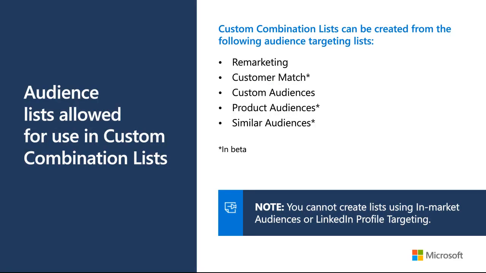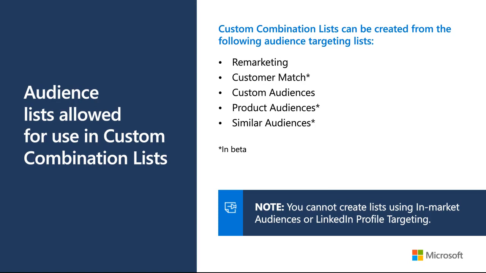In terms of features that are allowed to be part of combination lists, it's remarketing; customer match, which is essentially remarketing lists created using advertiser uploaded emails; custom audiences, which are audiences created through our DMP partners like LiveRamp, Adobe, and Oracle; product audiences, which is an advanced form of remarketing, also known as dynamic remarketing in the industry; and similar audiences, also known as lookalike audiences. So these are the 5 audience types that are allowed as part of combination lists. We do not have a provision of including in-market or LinkedIn profile audiences in a combination list.